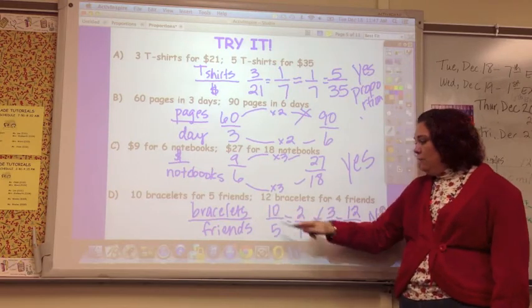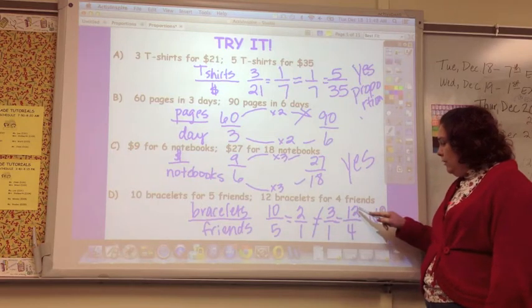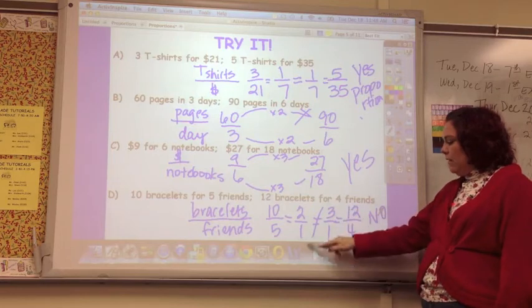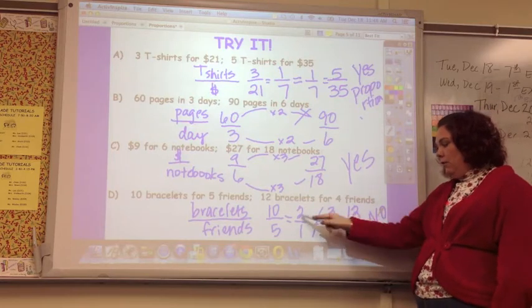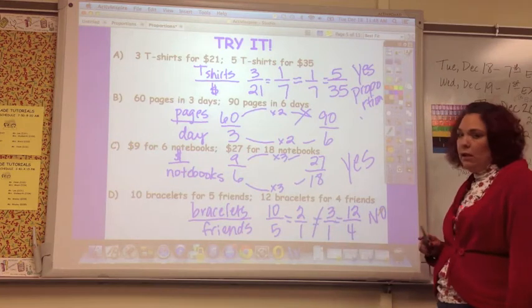And then we've got 10 bracelets for 5 friends, so that's 2 bracelets per friend. You've got 12 bracelets for 4 friends. That's 3 bracelets for 1 friend. So that is not the same. 2 to 1 and 3 to 1 are not the same. So no, it is not proportionate.